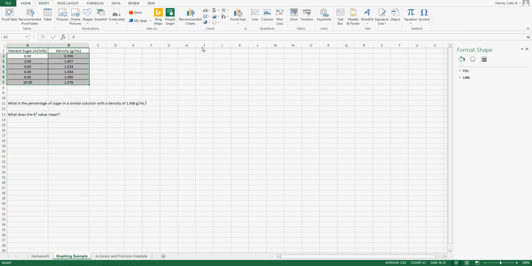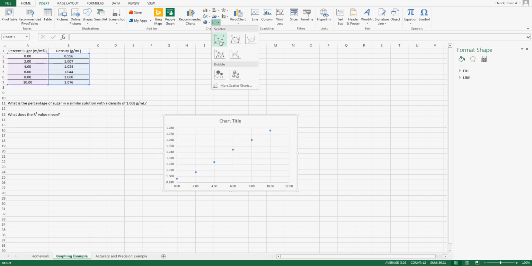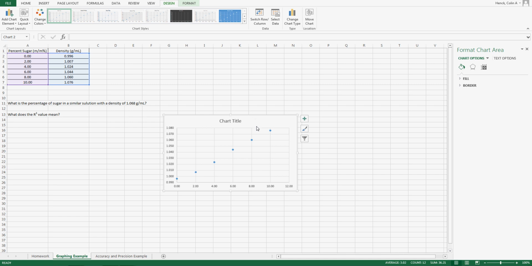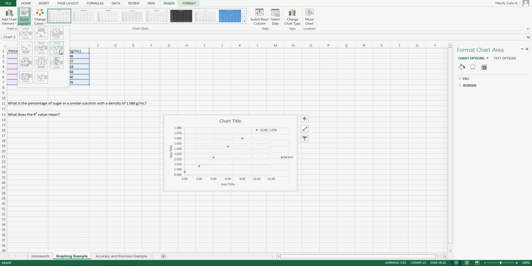And then I want to make what's called an XY scatter. So this is an XY scatter. I select that, and then I select the top one. Now, this chart isn't ideal, so what I want to do is click on this quick layout and then choose the one right here as a different layout.